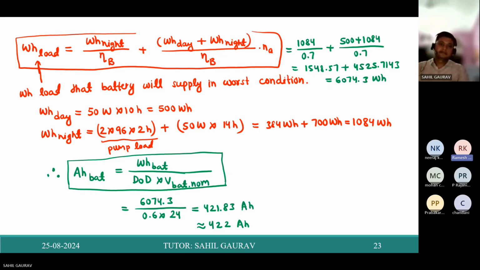Sir, can you check the answer again, because we have not considered WH load in the last multiplication of NA. Yes, we have considered it. Here I mistakenly did not write it. So if you do the simplification, I think it will come. I have already solved the problem, I'm just writing here. Yes, it is coming. Ramesh, it will come if you multiply. I forgot to write NA, the number of autonomy days.